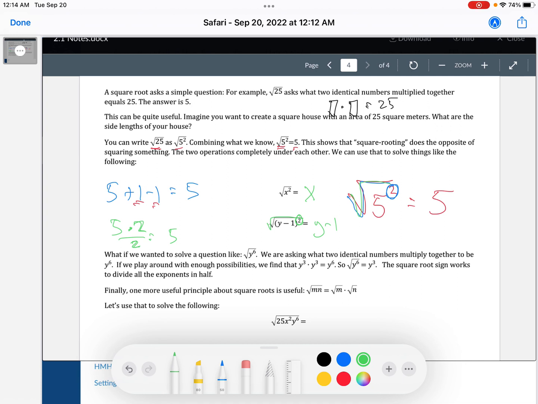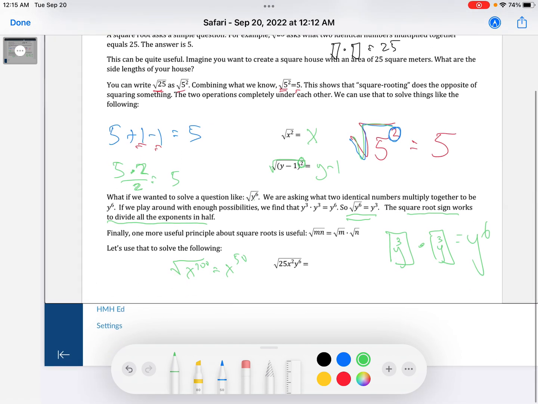All right, what if we wanted to solve something like the square root of y to the 6? We're looking for something times something that is y to the 6. So it's going to be y to the something, y to the something. y times y is y squared. y squared times y squared, that's y to the fourth. What about y to the third, y to the third, and that's it. So y to the third times y to the third is y to the sixth, so we say the square root of y to the sixth is y to the third. The square root sign works to divide all the exponents in half. So if I had the square root of x to the 100, I just write x to the 50.